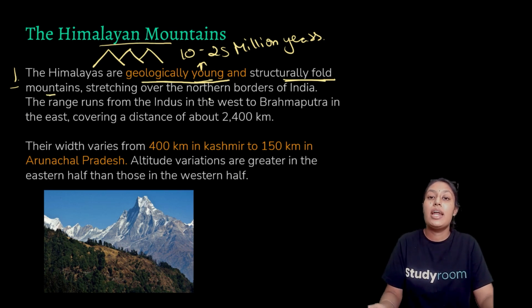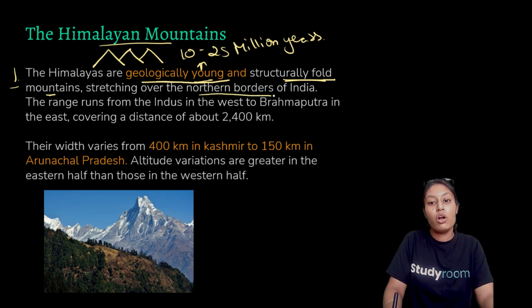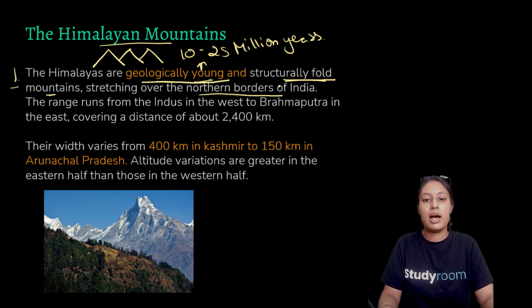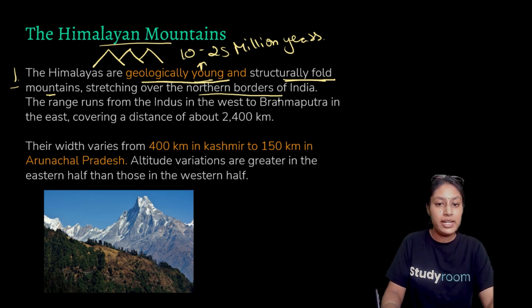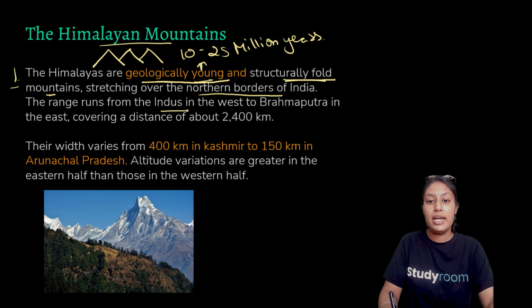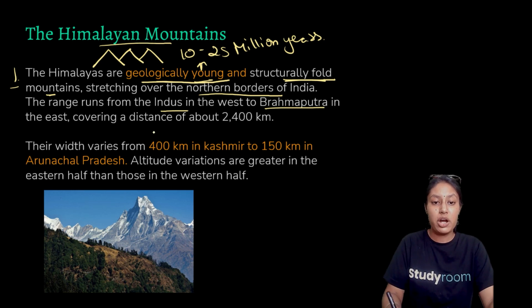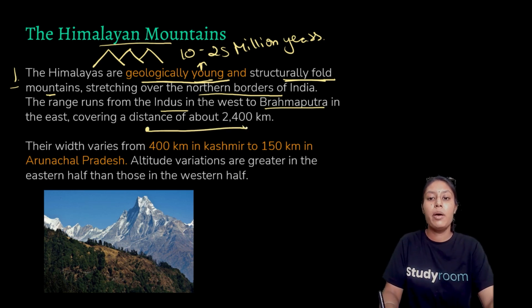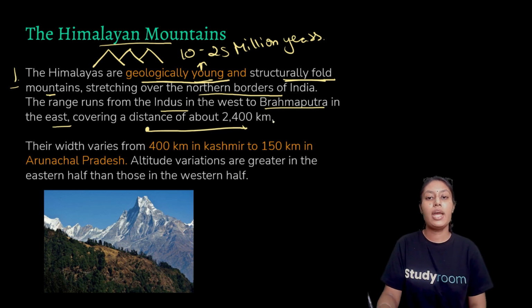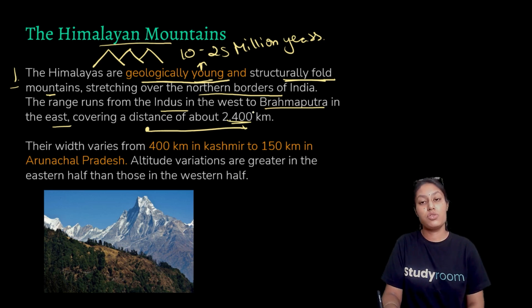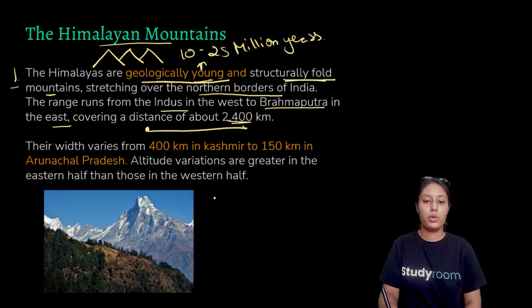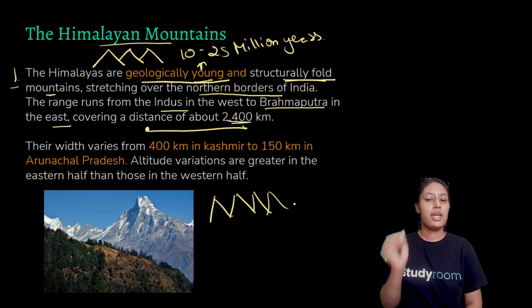Now where they are placed, let's refer to the example of the bottle. Where they are placed, they are on the northern borders of India. We only see Himalayas on the northern side of India. Their ranges run from Indus in the west to Brahmaputra. Their range starts from the Indus Valley to the Brahmaputra Valley in the east. And the distance that they cover is 2400 kilometer.